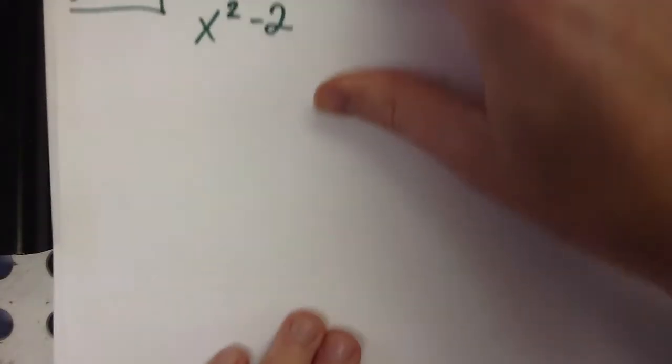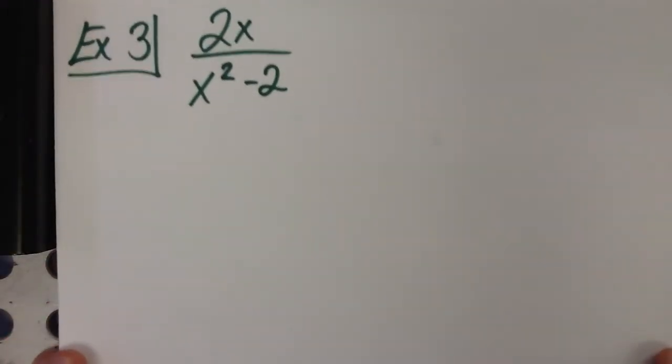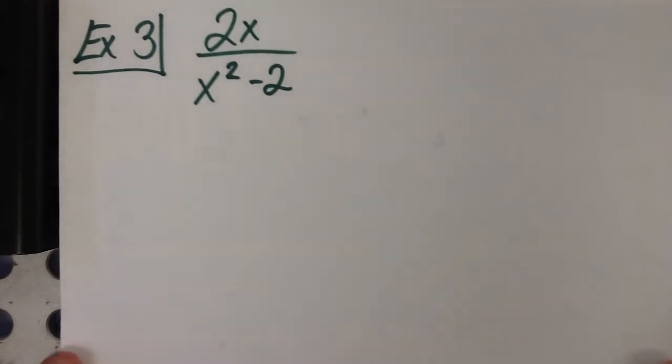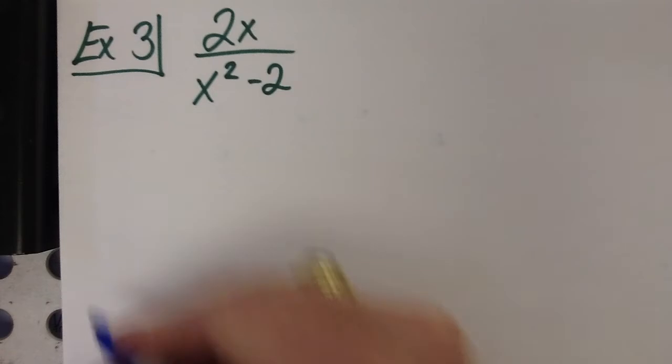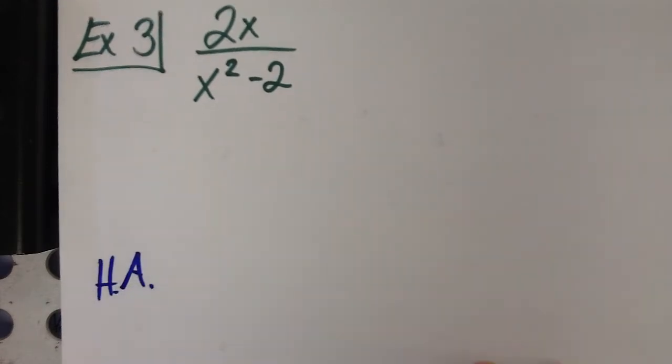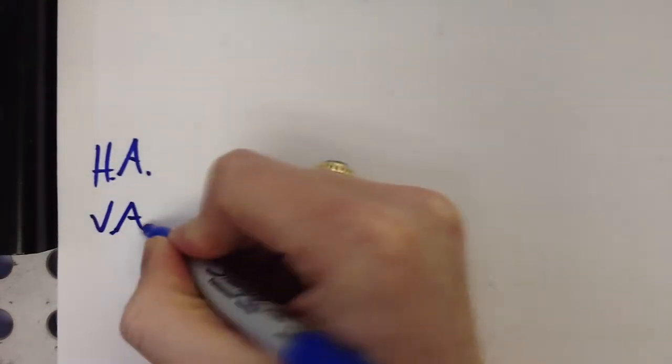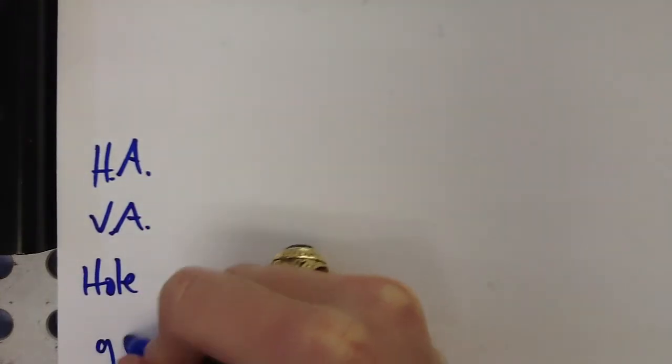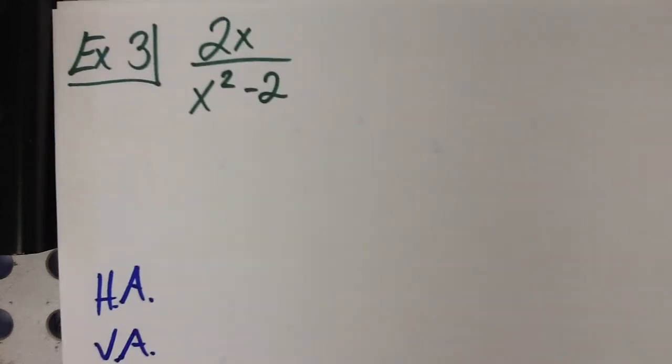All right, last example. I know I told you I'd keep it short and it's still taking a while, but we're almost done. All right, same things: horizontal asymptote, vertical asymptote, again, if these exist, they may not, a hole, and eventually a graph.